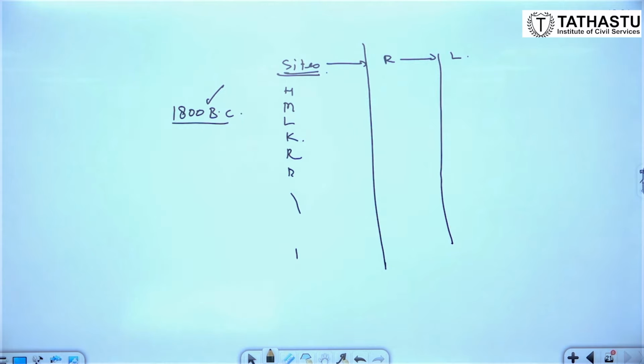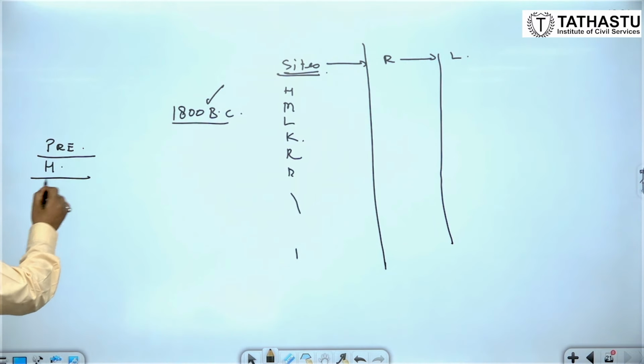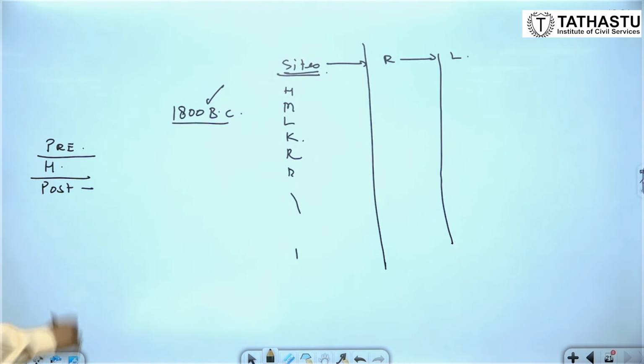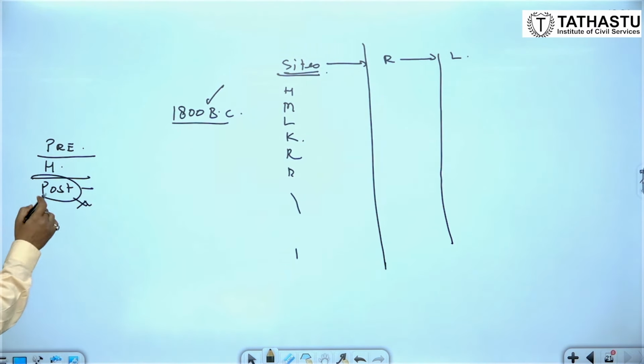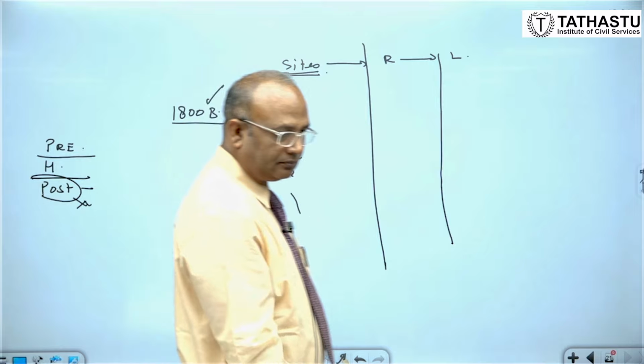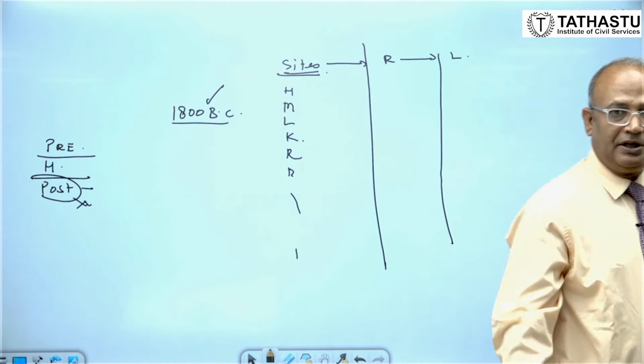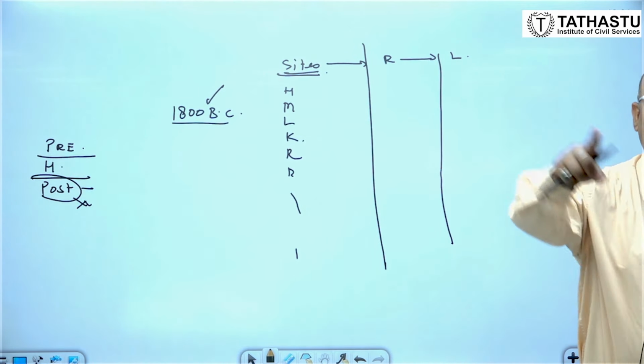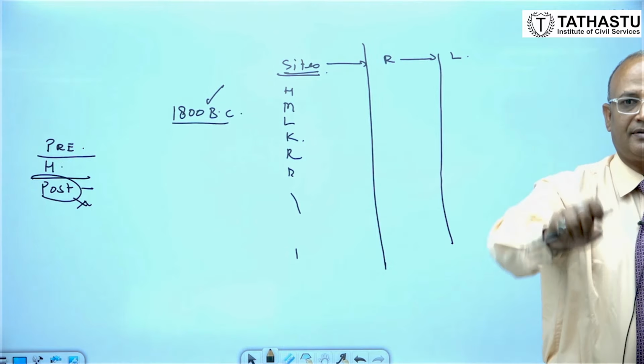See, whatever sites we have discovered, some are pre-Harappa. Like Kalibanga, it is pre-Harappa as well as Harappa. Okay, some are pre-Harappa, some are Harappa, and some are post-Harappa. But post-Harappa is very few. I will tell you, Alamgirpur is a post-Harappan site. Okay. I have not told you Alamgirpur in detail; I will tell you in one place.